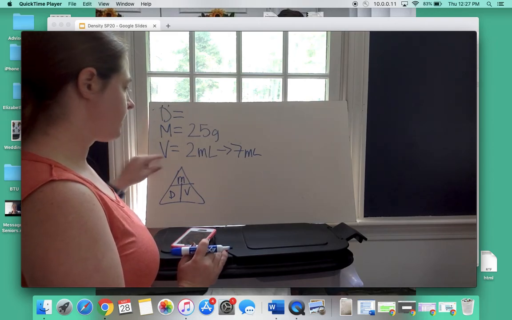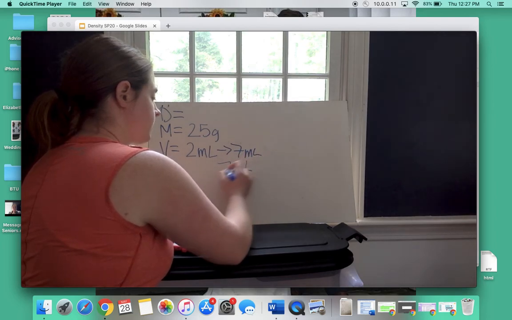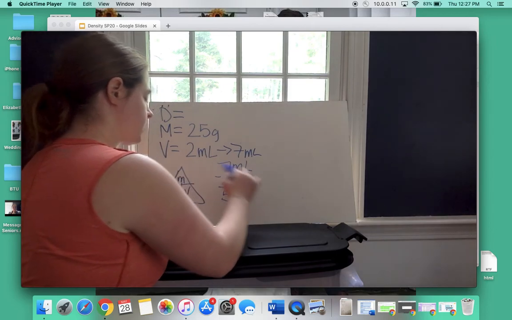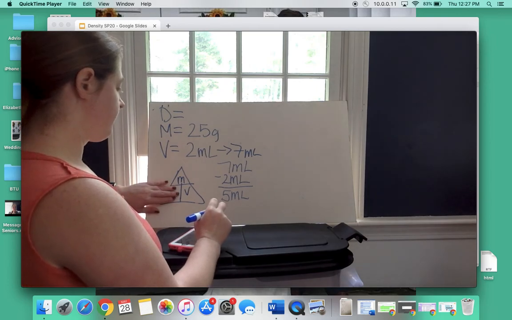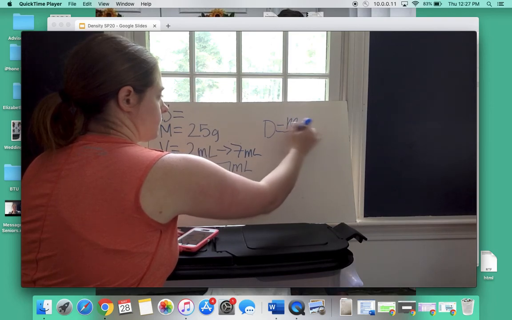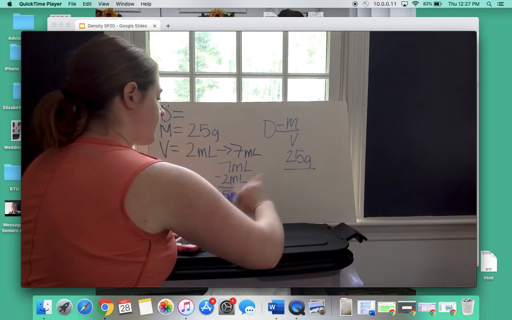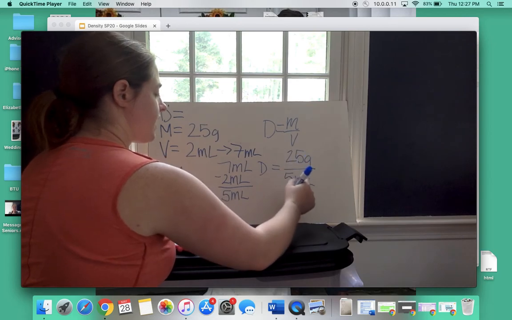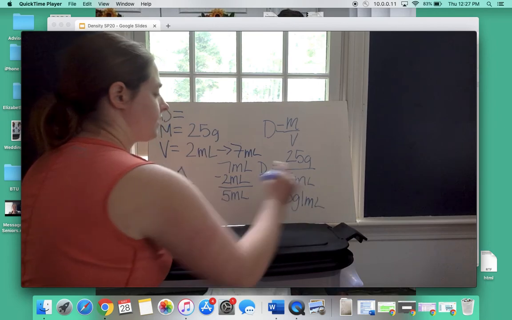Now it said the volume went from 2 milliliters to 7 milliliters. So I need to subtract. 7 milliliters minus 2 milliliters gives us 5 milliliters of the object. This was the initial, this was the final. So now I can plug it into my formula. D equals M over V. My mass is 25 grams. My volume is 5 milliliters. So 25 divided by 5 is 5 grams per milliliter.